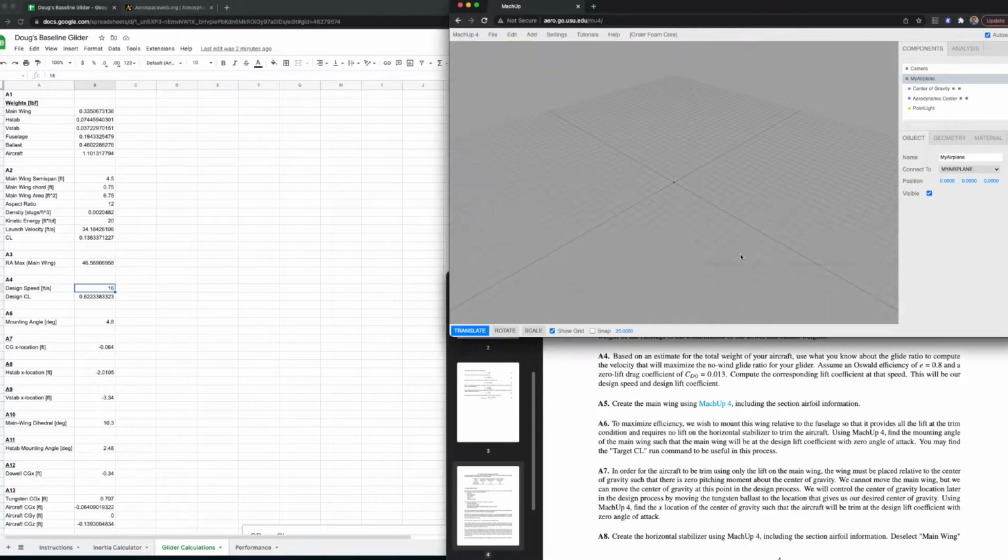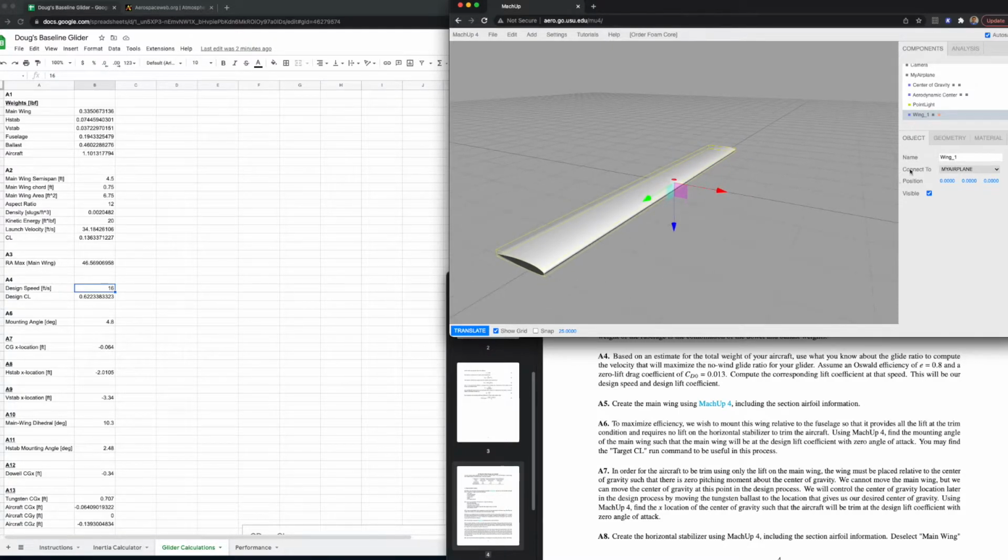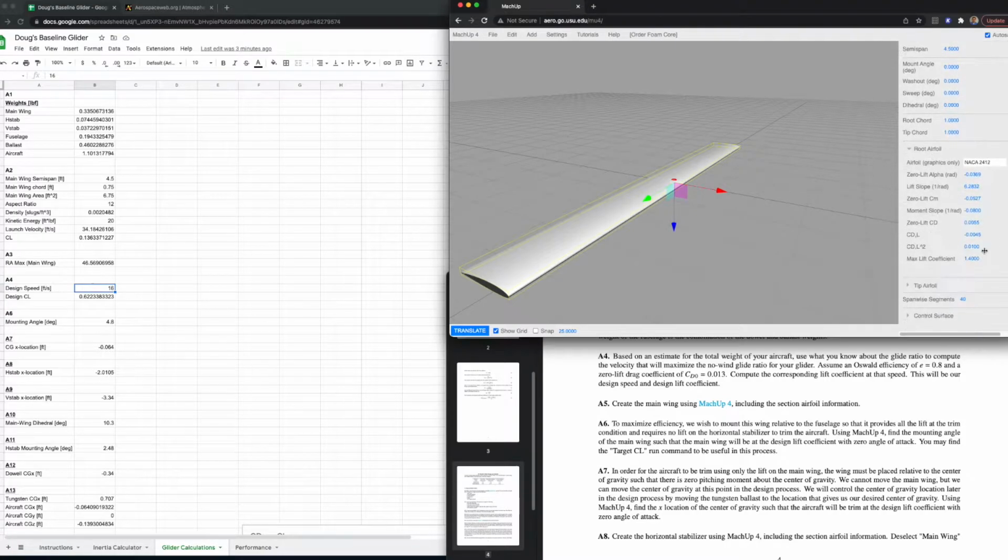Okay, so we're ready to use mockup. So you can go to aero.go.usu.edu/mu4 and add a wing in here. So there's my main wing, and now we want to go into geometry of that main wing and change it. So we've got a semi-span of 4.5. I'm going to do this rather quickly. There's a lot of options in here that you can play around with, but I'm just going to be going through the basics here. So we're using a NACA 2412 on the main wing.